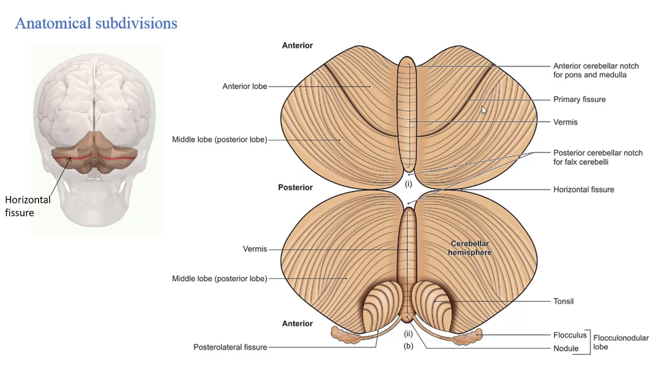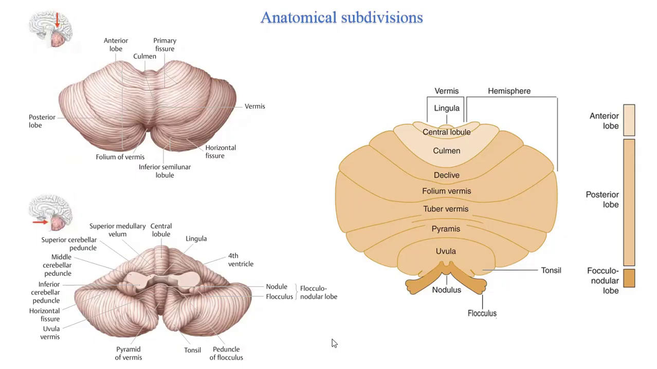Also, we have primary fissure, that is a deep V-shaped fissure and separates the anterior lobe from the middle or posterior lobe on the superior surface of the cerebellum. And finally, you see here the posterolateral fissure that separates the posterior lobe from the folliculonodular lobe on the inferior surface. So as we saw, each hemisphere is divided into three lobes.